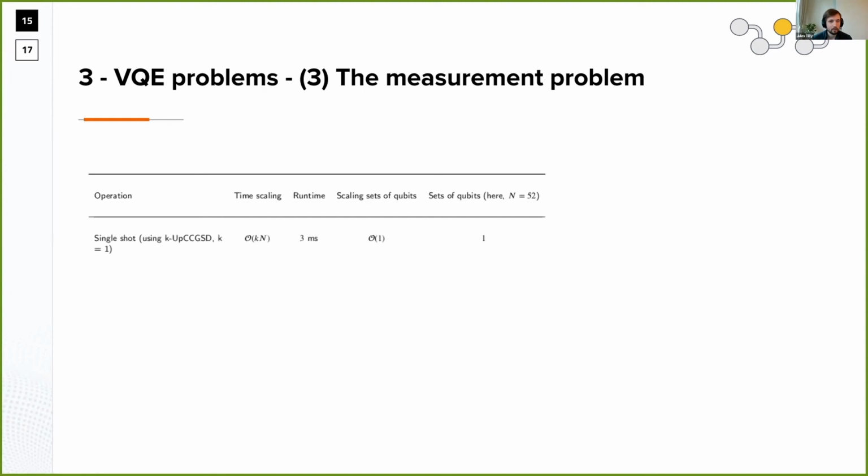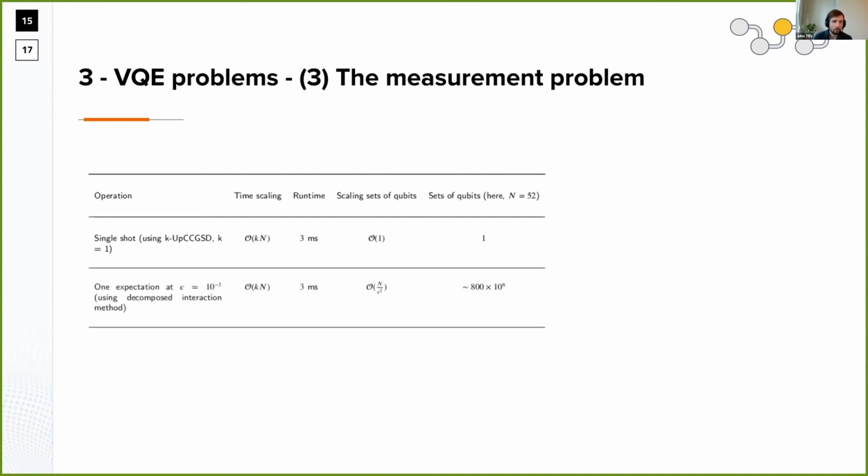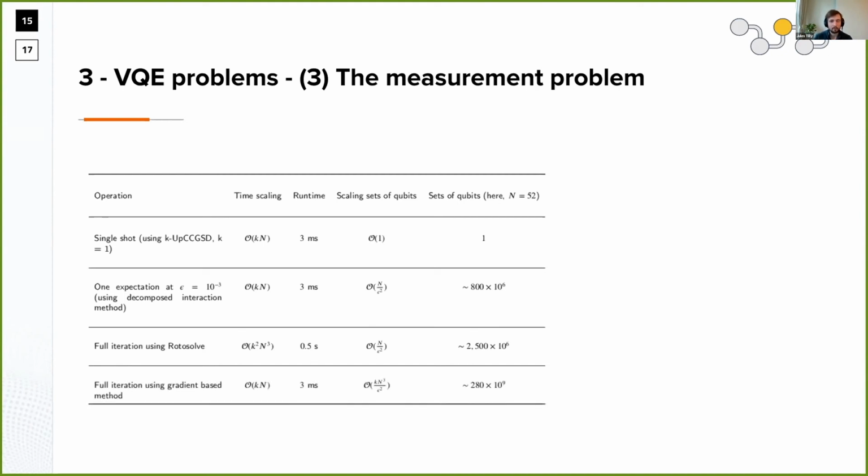If you were to do a single shot, obviously you will use one set of qubits and it will take you 3 milliseconds as we discussed. But if you want to do one expectation value and you want to keep it to 3 milliseconds, you will need about 800 million sets of qubits, which is quite a lot. We'll talk about that very soon. And if you want to do a full iteration, you can do it in 0.5 seconds, but you'll need 2.5 billion QPUs. Obviously, you can do it even faster, but you will need even more QPUs.